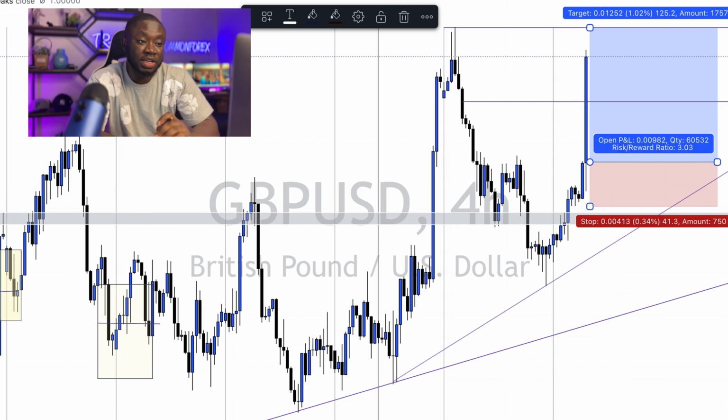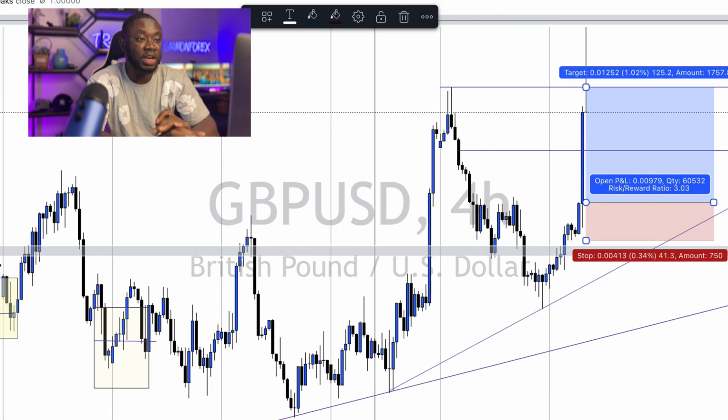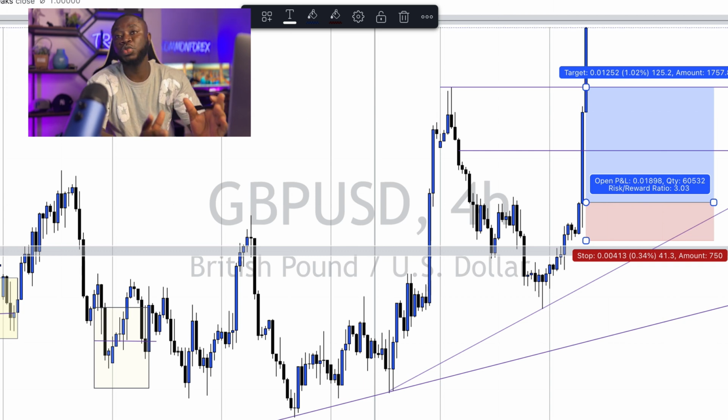So you see our first candle smash over 100 pips, then our second candle does it over 200 pips like it was nothing.